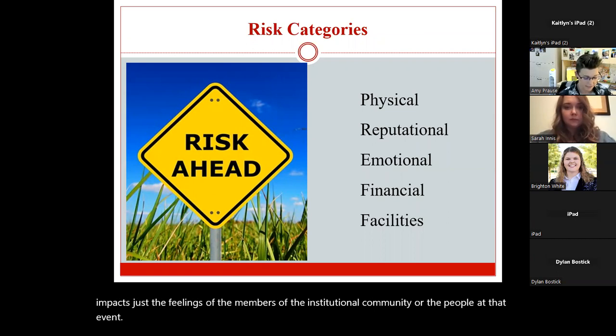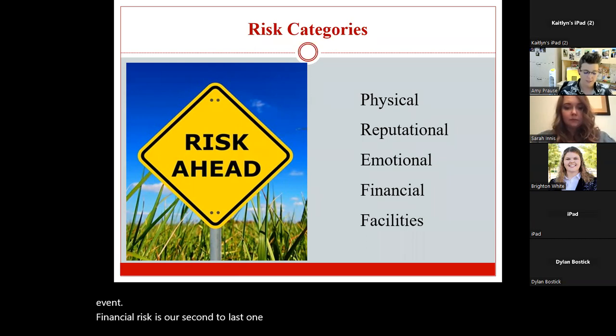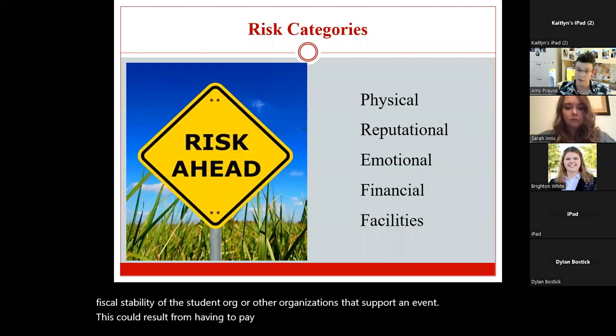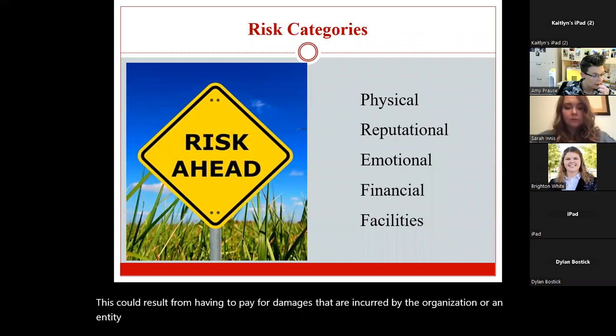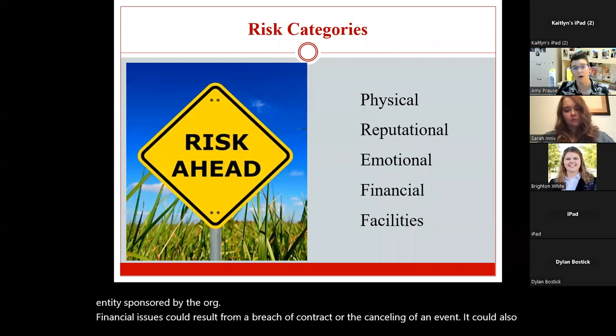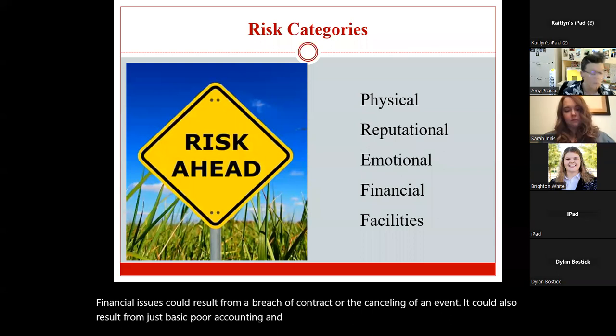Financial risk is our second to last one. This refers to occurrences that can negatively impact the fiscal stability of the student org or other organizations that support an event. This could result from having to pay for damages incurred by the organization or an entity sponsored by the org. Financial issues could result from a breach of contract or the canceling of an event. It could also result from just basic poor accounting and a lack of transparency with organizational funds.